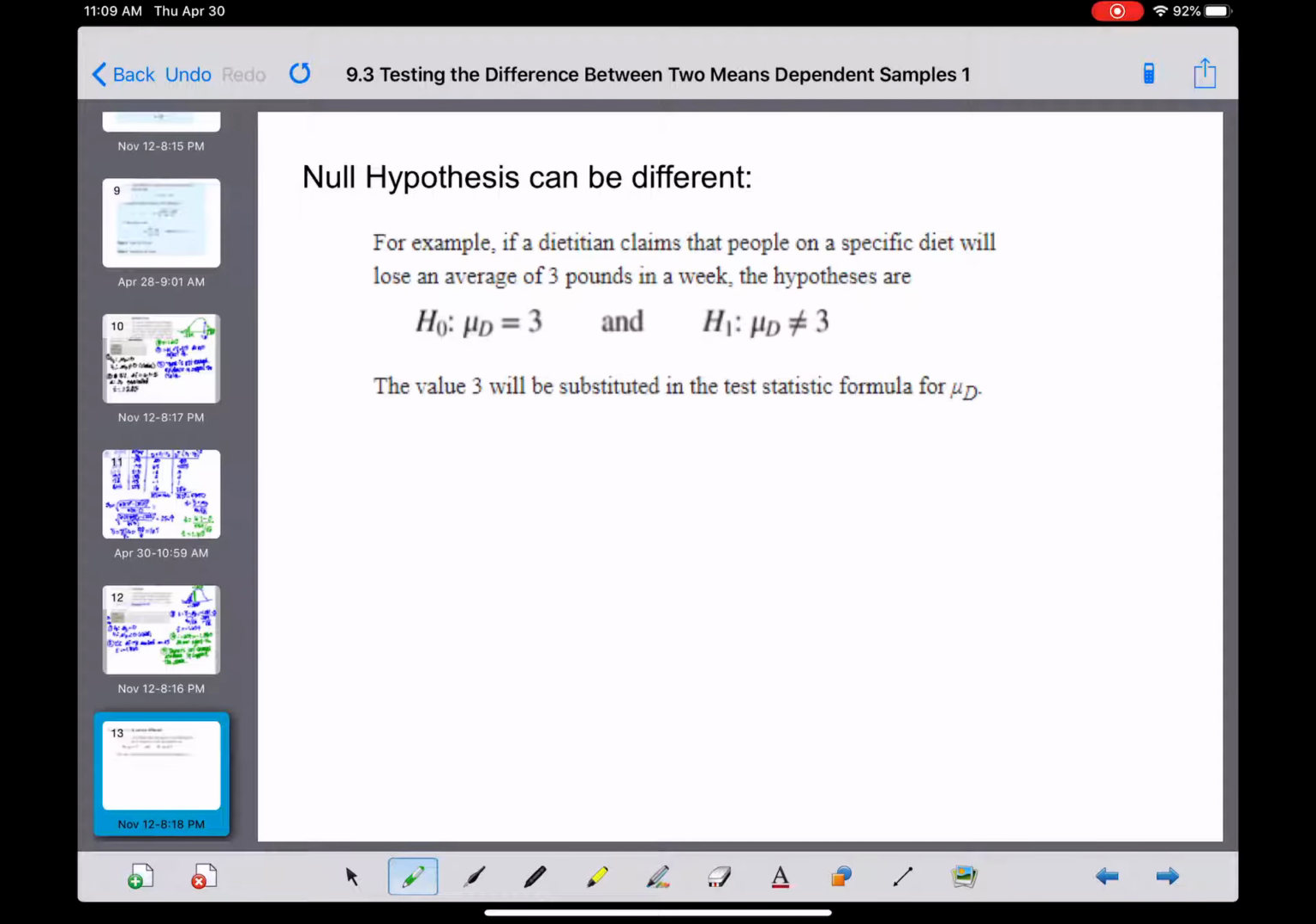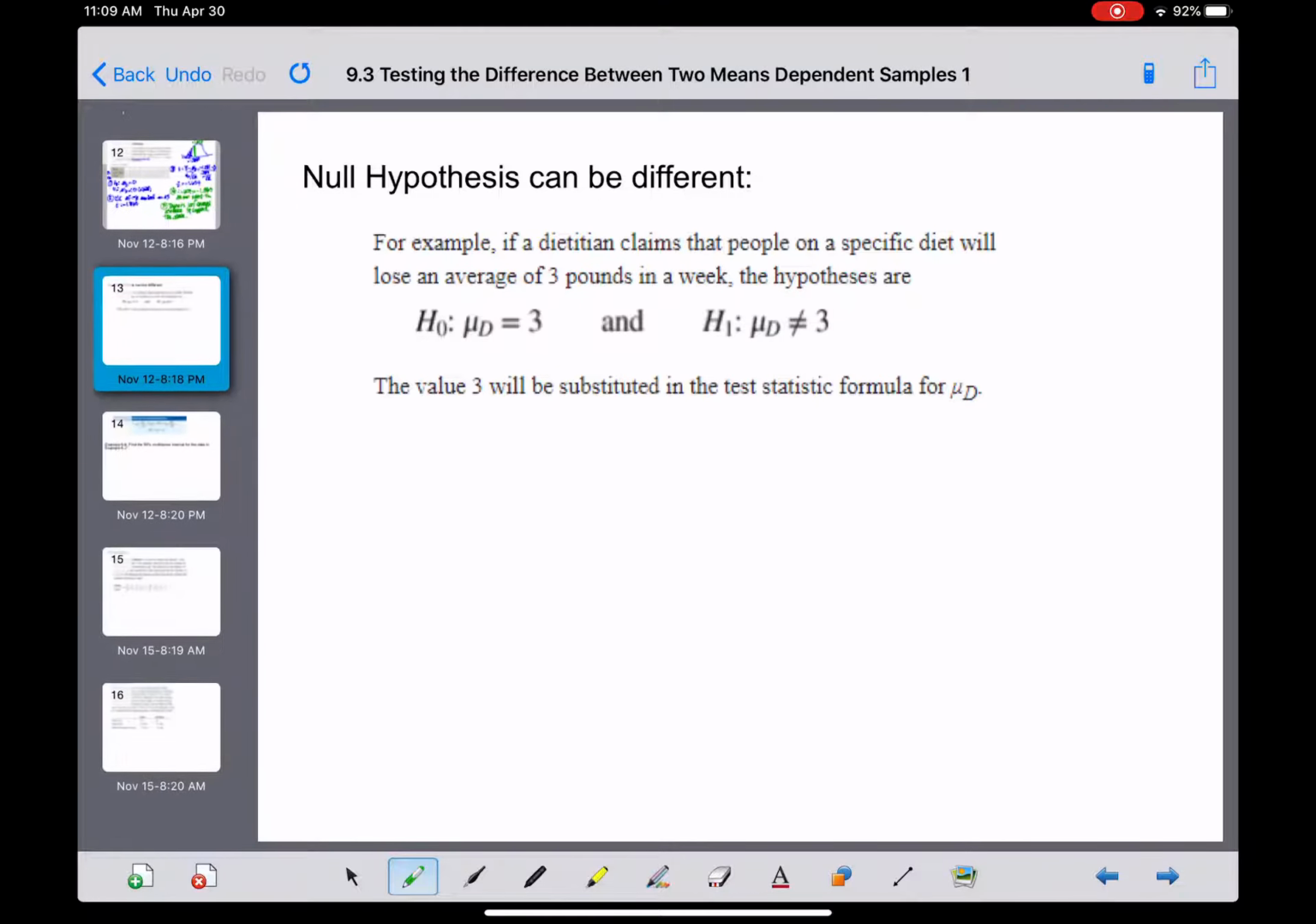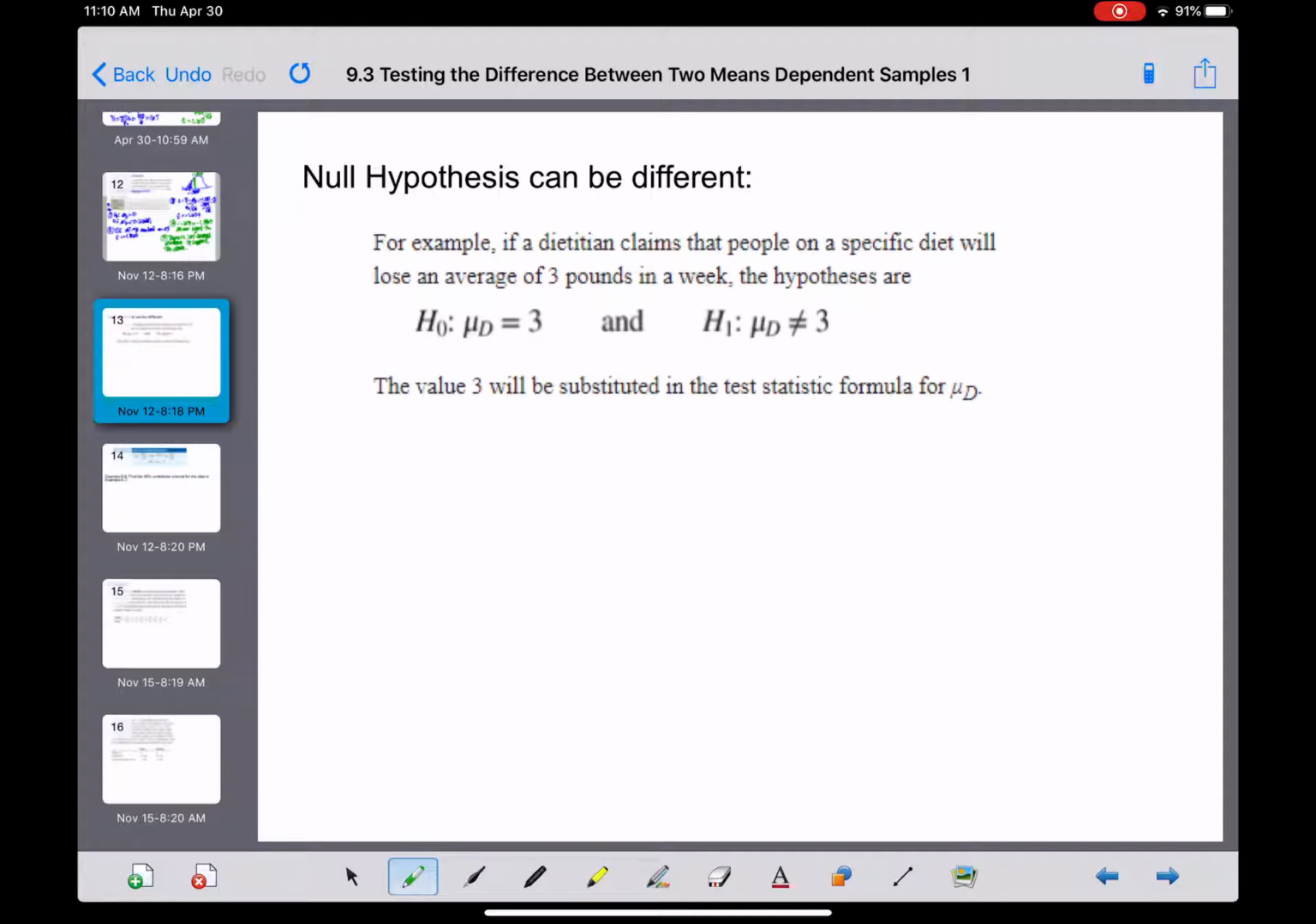Again, in this one, the null hypothesis can be different. You can say that a diet will lose an average of 3 pounds a week. So it's not always going to be 0, but for our purposes, it will be.